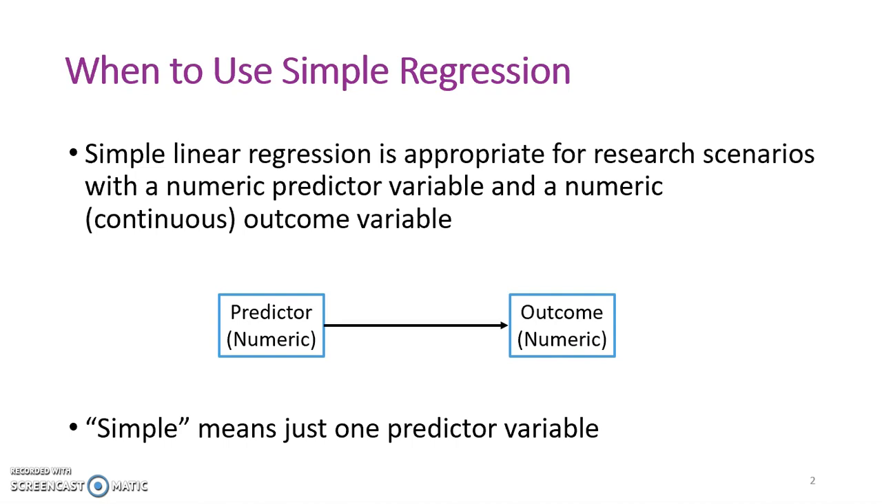Let's start by talking about when to use simple regression. Simple linear regression is used when we have a numeric or continuous predictor variable, x, and a continuous outcome variable, y. When we say simple linear regression, we simply mean that we just have one predictor variable. If we had more than one predictor variable, we would do something called multiple regression. That'll be the next topic that we talk about.